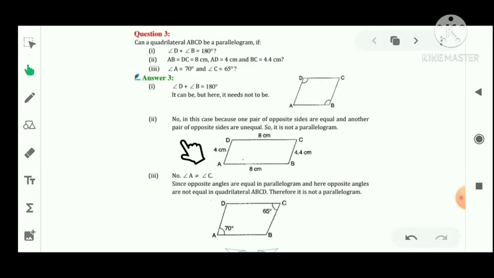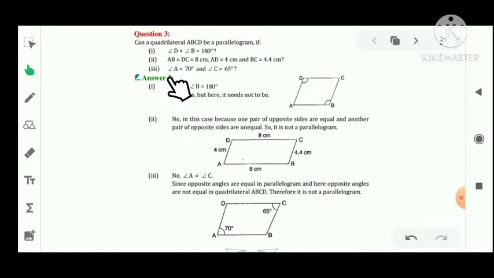So let's see the second part. The second part is AB is equal to DC is equal to 8 centimeters. You can see this figure is given, and in the parallelogram, as we know, the opposite sides are equal to each other, like AB is equal to CD. But here you can see AD is not equal to BC, because AD's value given here is 4 centimeters and BC's value given here is 4.4 centimeters. That means they are not equal to each other. So its answer is also no.